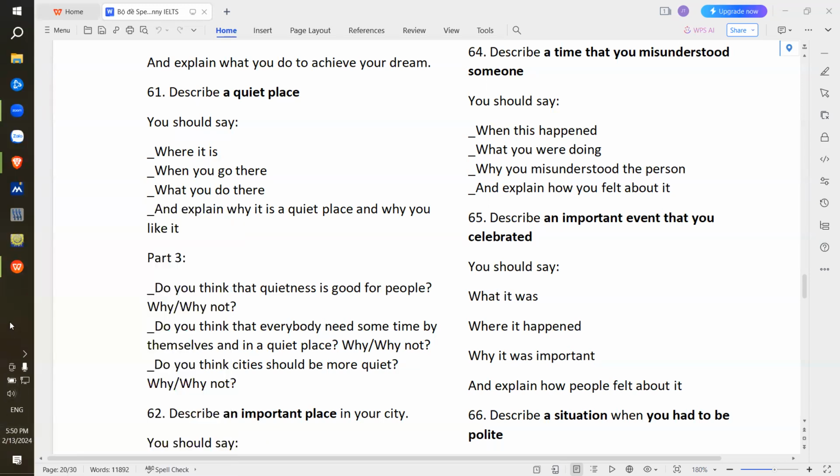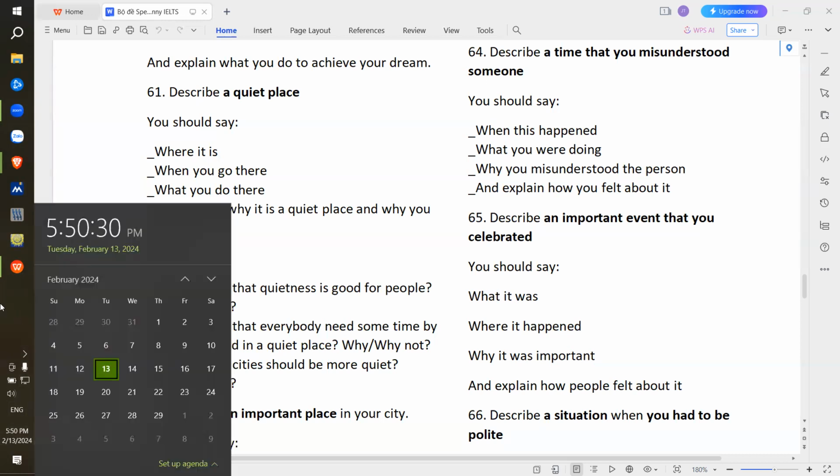Now, can you describe a quiet place again, please? I would like to describe St. Catherine Park. Describe, I want to describe St. Catherine Park.